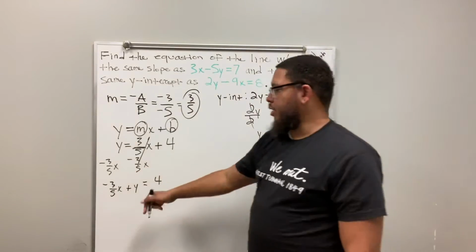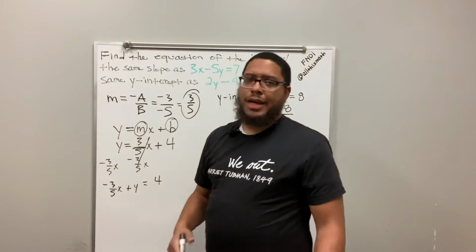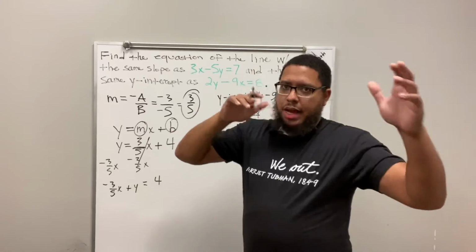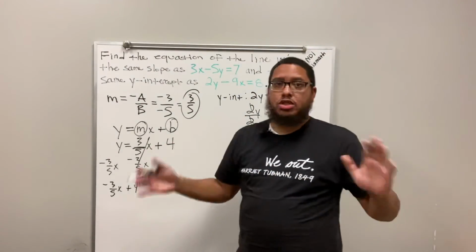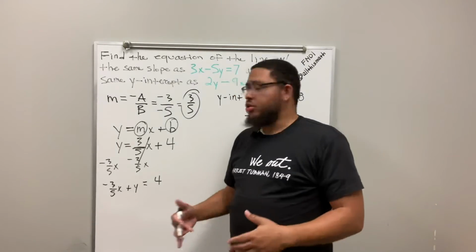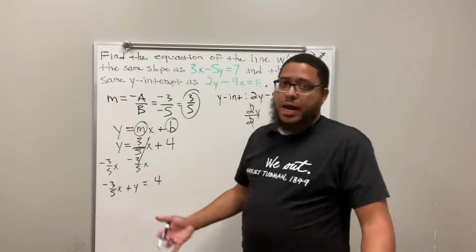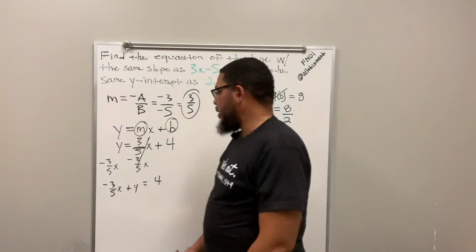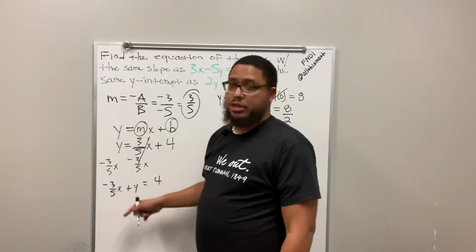In order to get rid of this fraction, I can multiply the whole equation by 5. Now here's another thing too. I don't know, this might be a point of contention. Certain textbooks show it this way, certain textbooks don't. Some textbooks don't want the lead coefficient to be negative. So to be on the safe side, I just make my lead coefficient positive. So I would multiply this by 5 to get rid of the fraction.